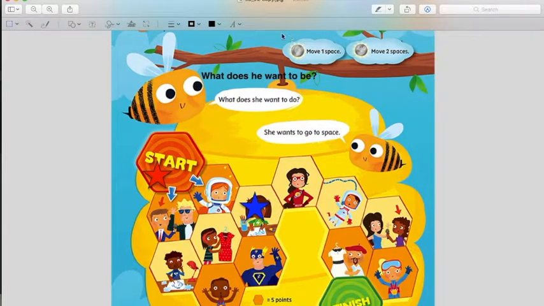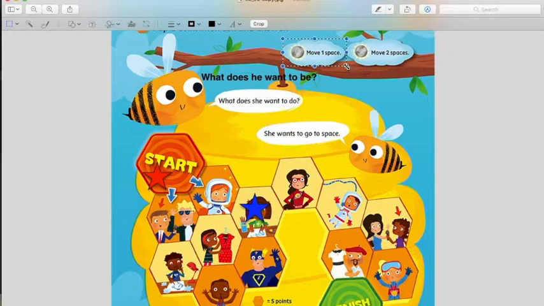Your friend only got 1. He got heads, or she. So then they would move either here or here. So let's say maybe they went this way. So then I would have to say, what does she, because it's a girl, what does she want to do?